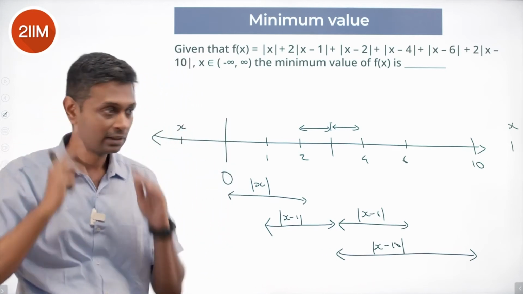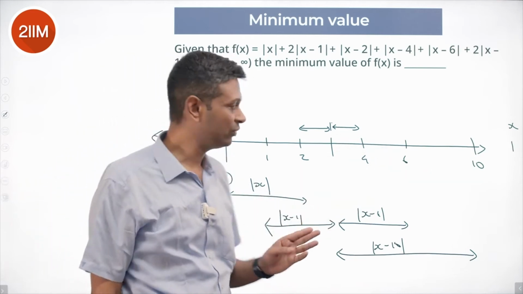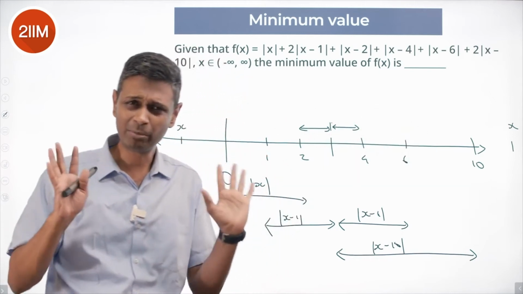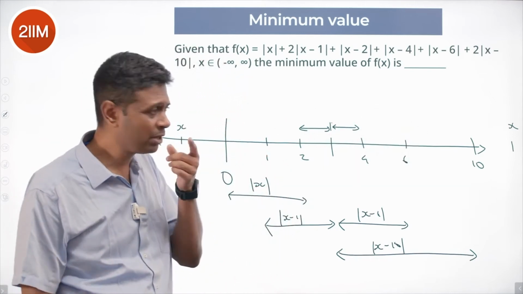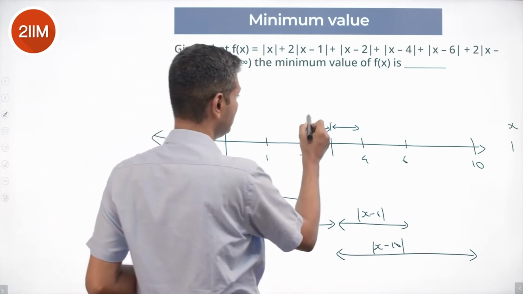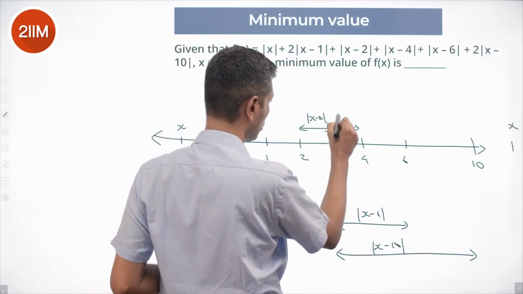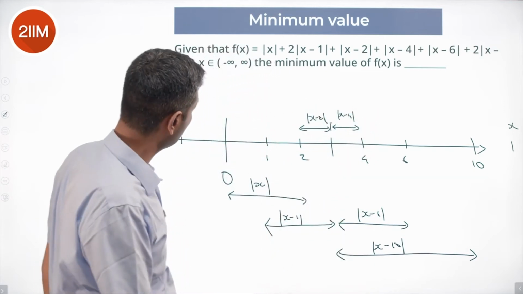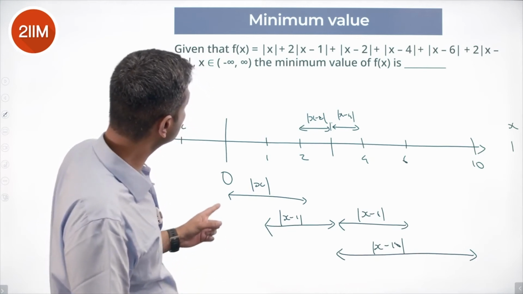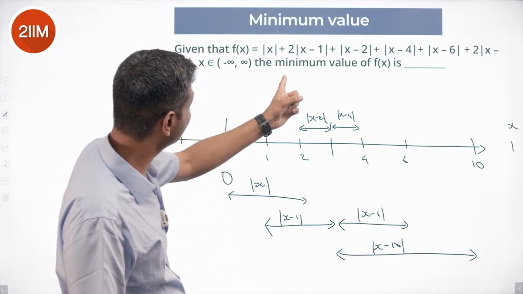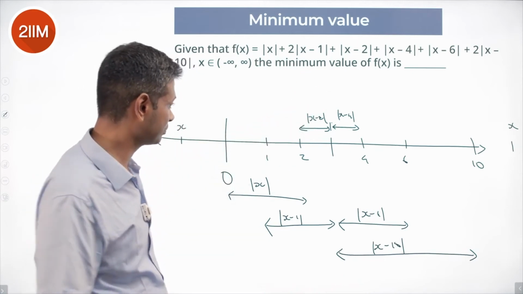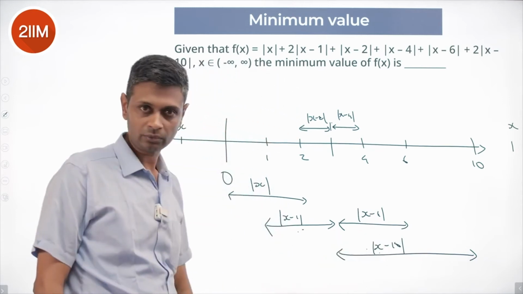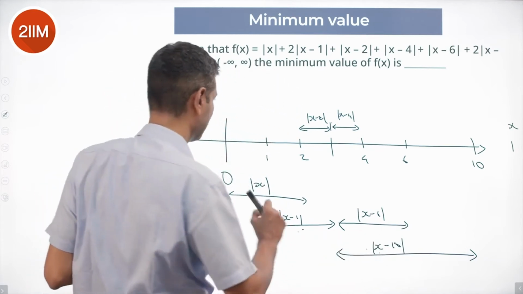I can sense that x is somewhere in between. If not in between 2 and 4, it is in between 1 and 10. Somewhere in between. What I'm saying, if it is in between, then this modulus of x minus 2 and modulus of x minus 4, these two add up to 2. Likewise, modulus of x minus 1 and x minus 10, these two add up to 9. So let's pair them up.